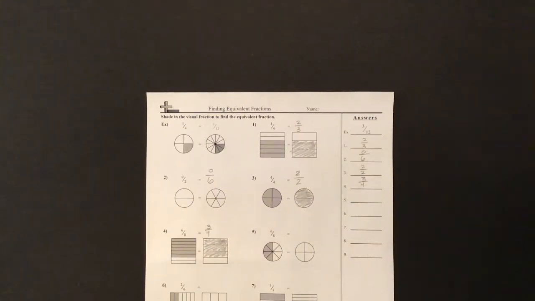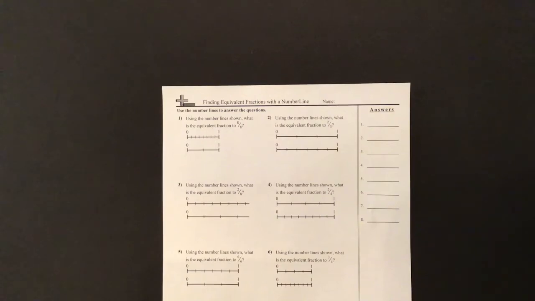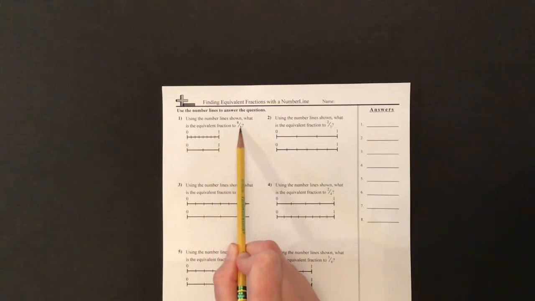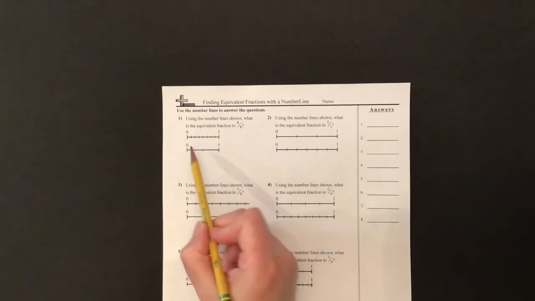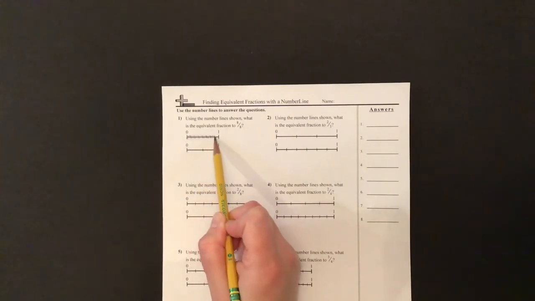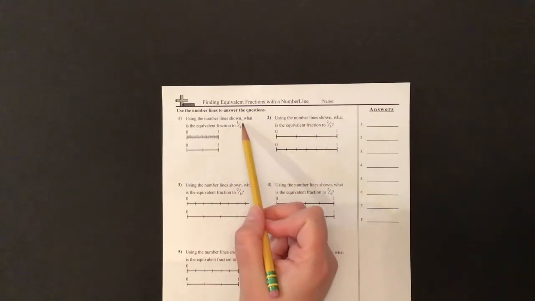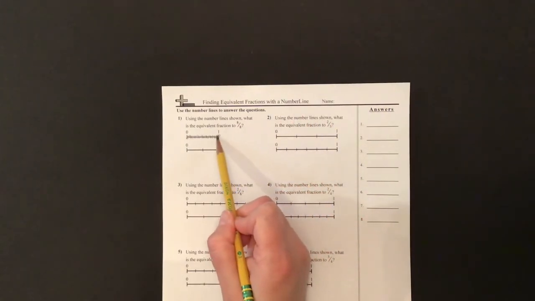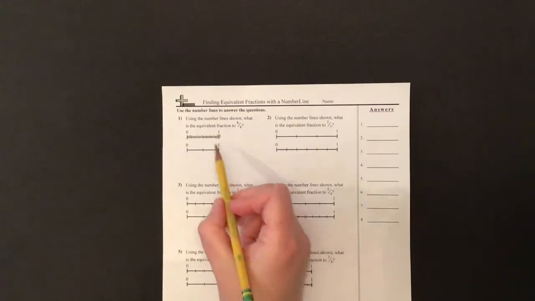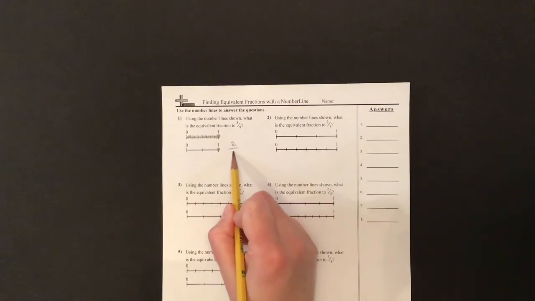The next 2 pages are number lines. This is also a great model that can help us find equivalent fractions. Question number 1 says, using the number line shown, what is the equivalent fraction to 8/8? And I can see that this first number line is divided into 8 pieces. So I also know that 8/8 equals a whole. So if I look at this number line, I can see that it's divided into 2 pieces. I'm looking for this point. So this would be 2/2.